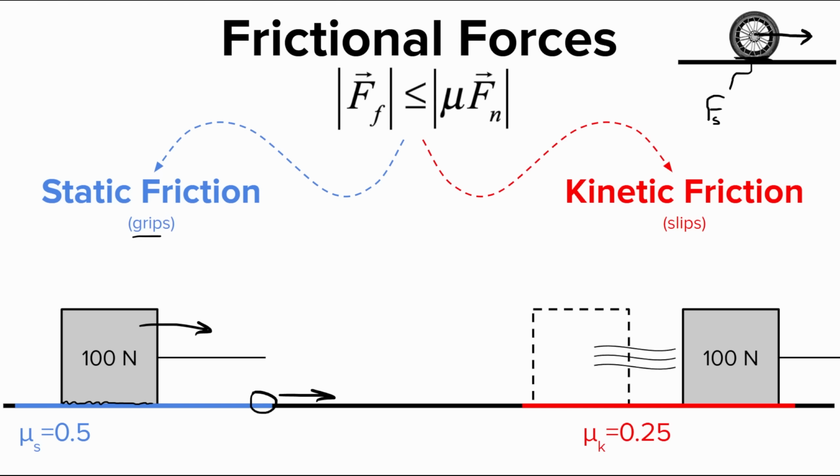So how do you use this formula? Well, there's this crazy mu here. This is the letter mu if you've never seen it. It's the coefficient of static friction or the coefficient of kinetic friction. Just if you want to find the static force, plug in mu s. If you want to find kinetic, plug in mu k.